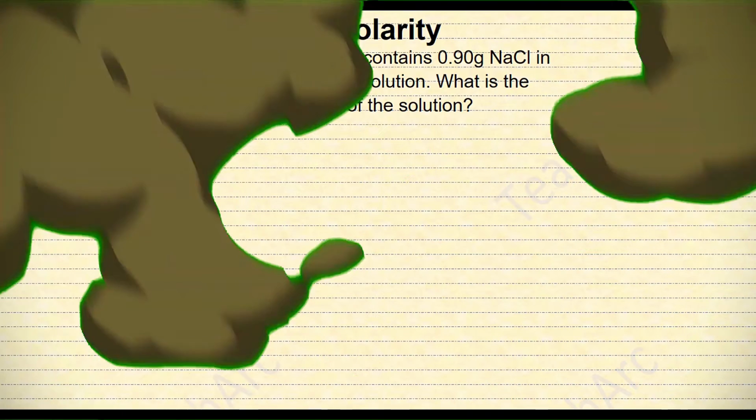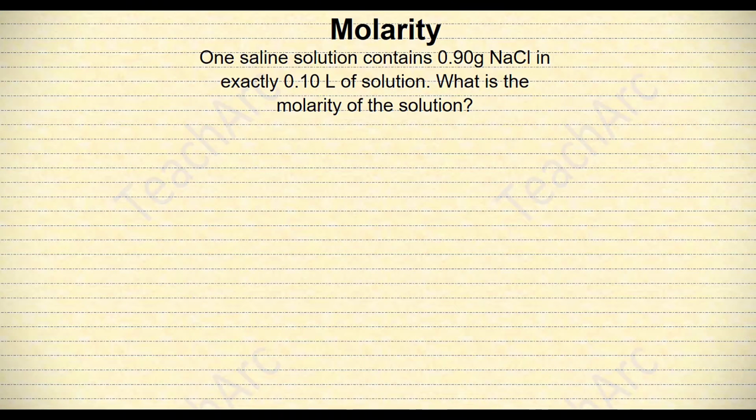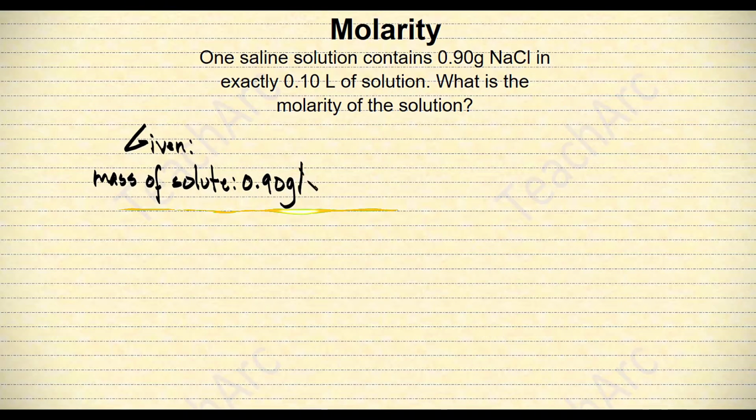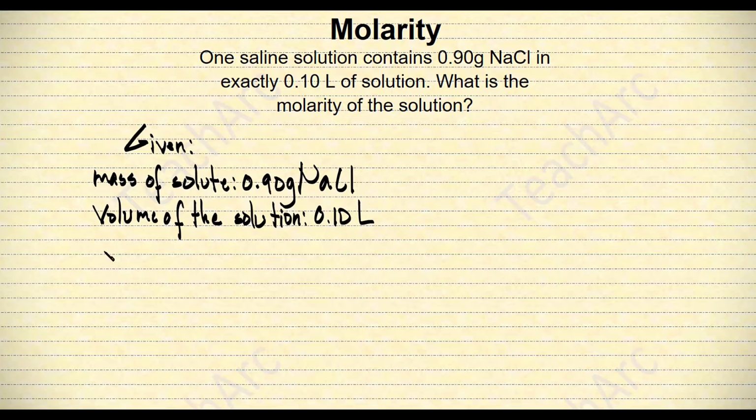Let's look at some examples involving molarity. One saline solution contains 0.90 grams of NaCl in exactly 0.10 liters of solution. What is the molarity of the solution? As always, we need to identify the given. We have the mass of the solute here given in terms of grams. That's 0.90 grams NaCl. The volume of the solution is 0.10 liters. And we are asked to solve for the molarity.